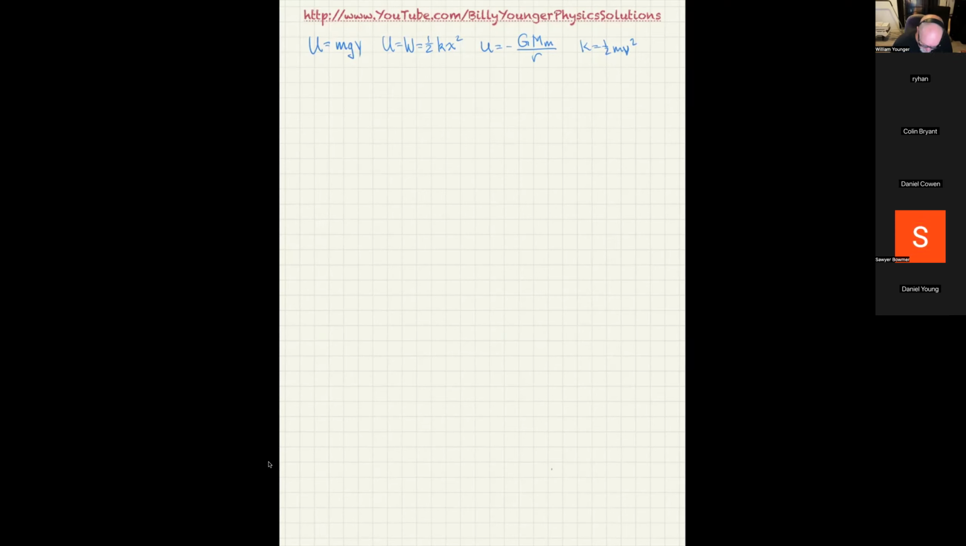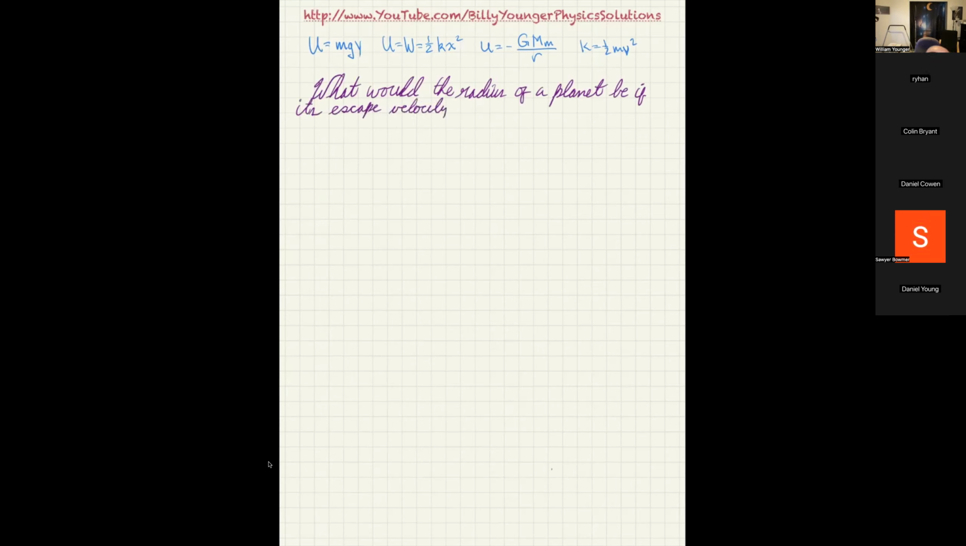Now that we have all that, what I want to do is calculate what the radius of a planet would be if its escape velocity was the speed of light, c. That's the symbol we use for the speed of light.